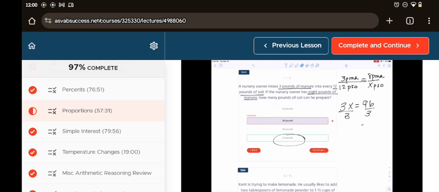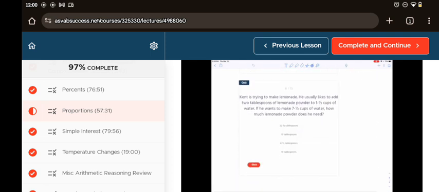Okay, let me erase a little bit, make some space for number 8. It says, Kent is trying to make lemonade. He usually likes to add 2 tablespoons of lemonade powder to 1.5 cups of water. If he wants to make 7.5 cups of water, how much lemonade powder does he need? So it's 2 tablespoons of the powder to 1.5 cups of water, and this is equal to 7.5 cups of water and X tablespoons.